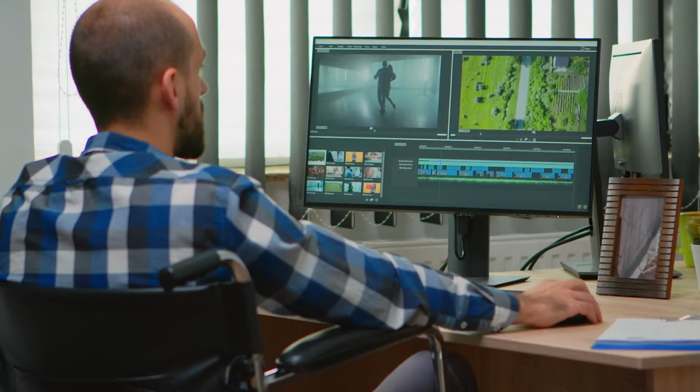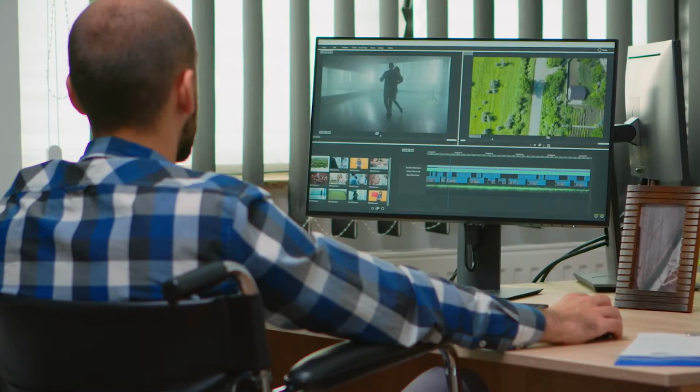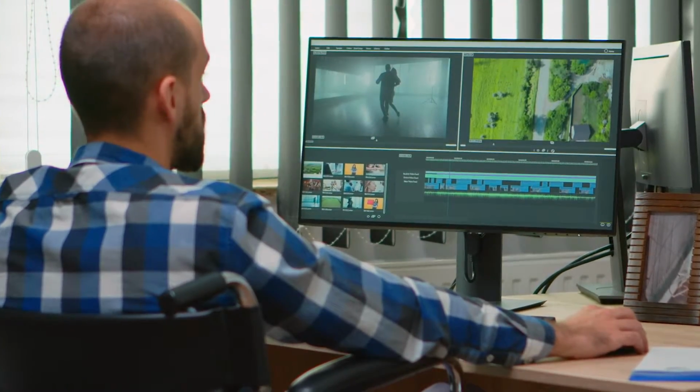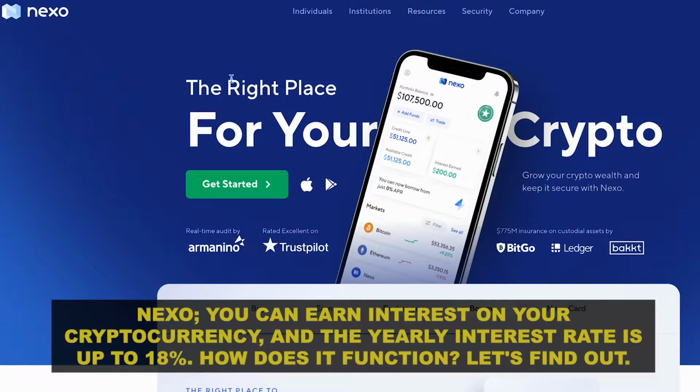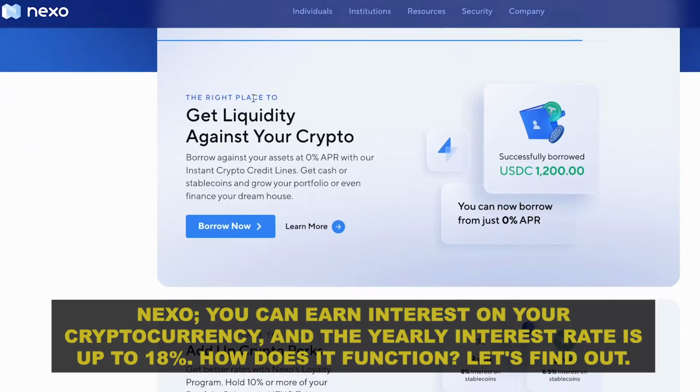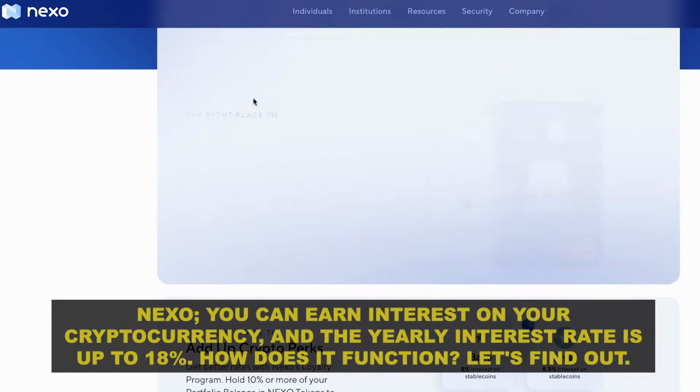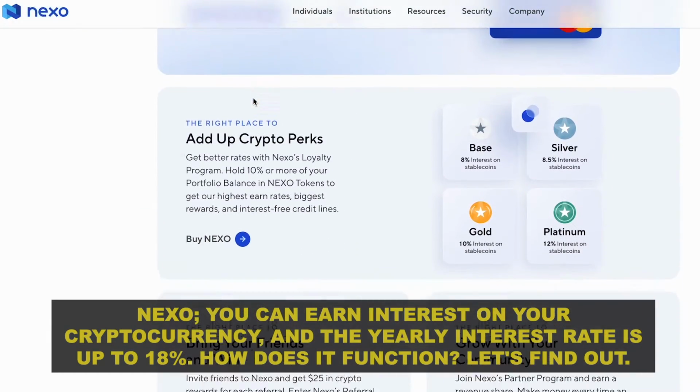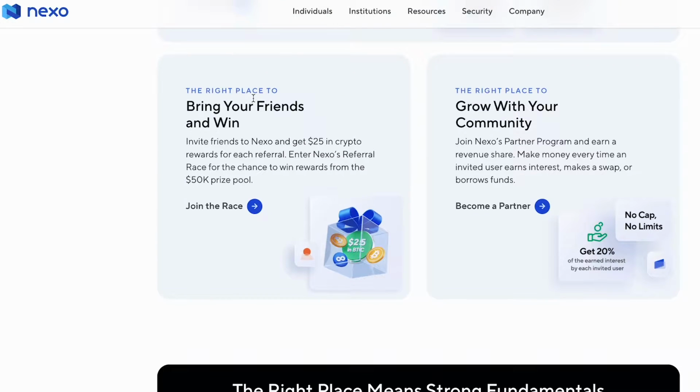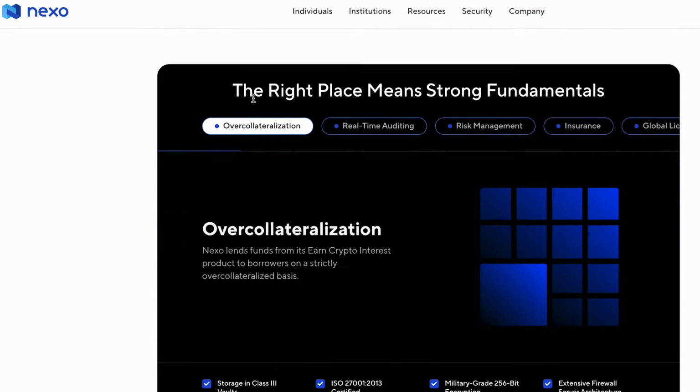You guys got to understand that Binance is not the only cryptocurrency exchange that will provide these services. Here's another one, Nexo. You can earn interest on your cryptocurrency there, and the yearly interest rate is up to 18%. How does it function? Let's find out. We can even compute our revenues on their website for free as well.